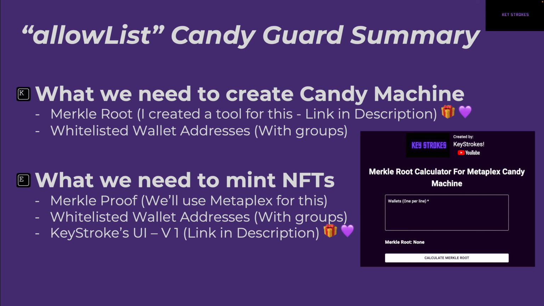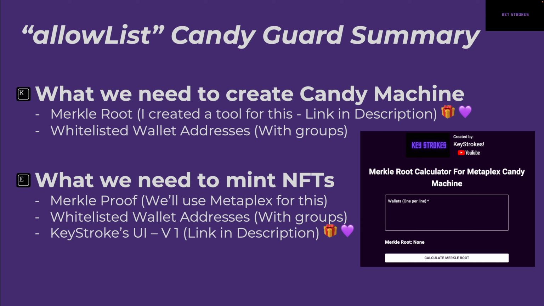After creating the Candy Machine, we need to mint. And for minting, we will need Merkle proof. Now for this, we'll use Metaplex completely. And for this step, we will again need the list of whitelisted wallet addresses along with the groups. This will be used on the Metaplex UI, but Metaplex UI did not support whitelisting. So I have improved the existing Metaplex UI to support whitelisting, and the link for that is in the description. And we will be using this UI in this video as well.